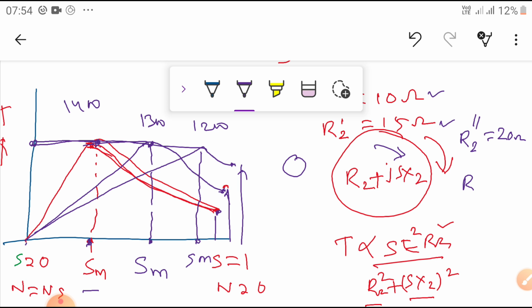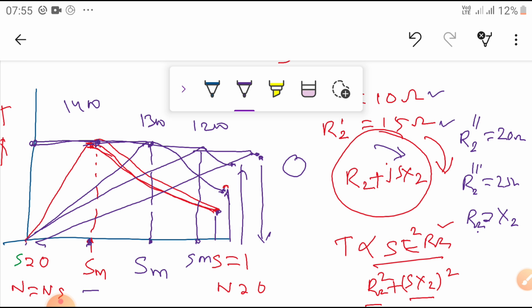If R2 is increased further, for example to 25 ohms, then we are going to get the maximum torque equal to the starting torque also. This is possible when R2 resistance is equal to the X2 value; then the motor will develop the maximum torque at that instant. Okay, so this is the effect of rotor resistance on the torque-slip curve.